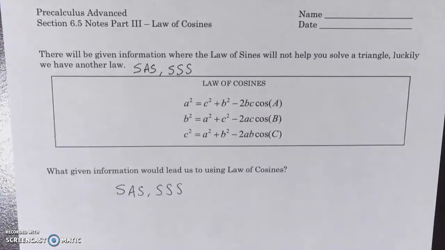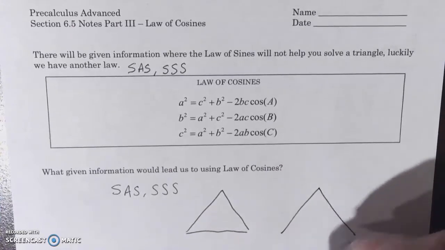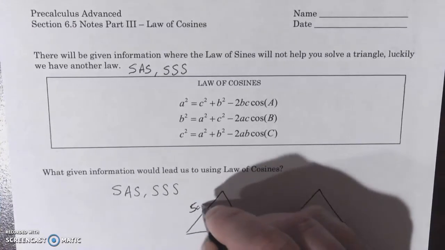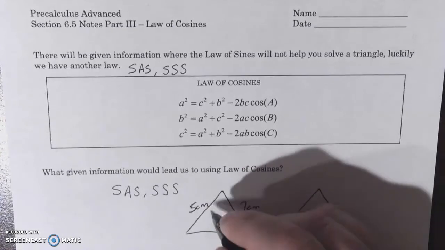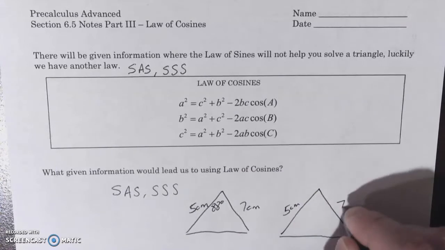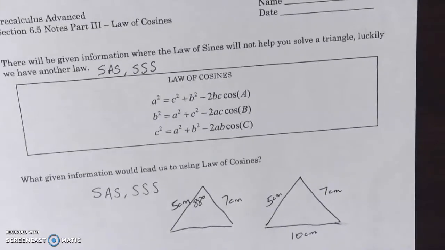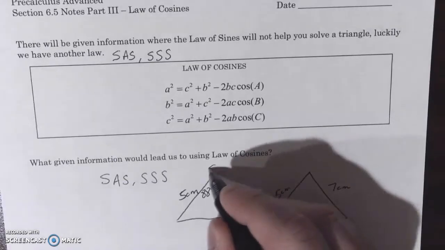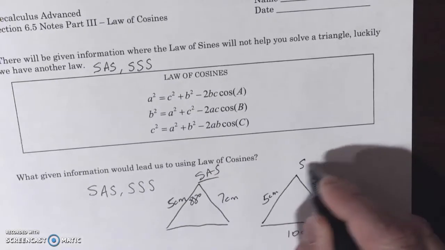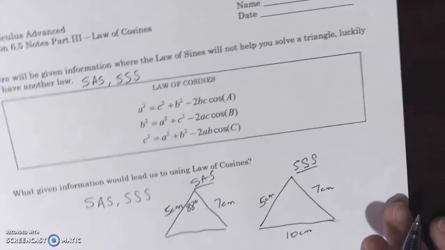Side-angle-side, side-side-side. So in one of these two situations, if we're given, that would be the side-angle-side case. This would be the side-side-side case. We could solve these triangles using the law of cosines.